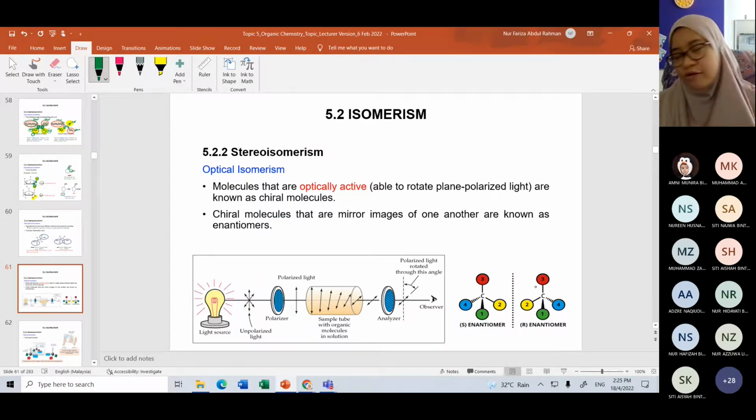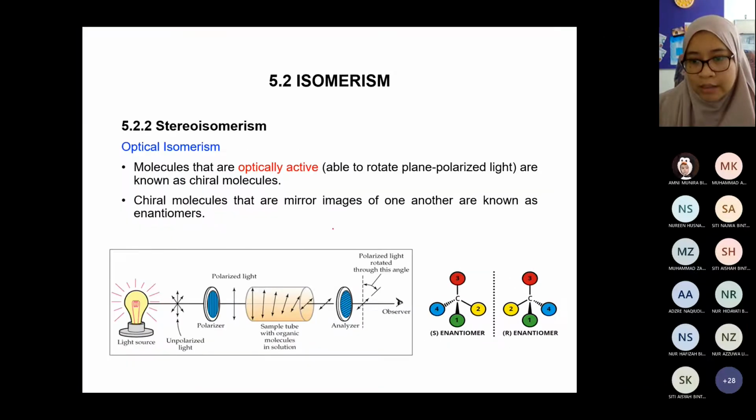Let's now move on to optical isomerism, the second type of stereoisomerism. So what does optical isomerism mean? Molecules that are optically active, which means they are able to rotate plane polarized light, are known as chiral molecules. So what does chiral mean?